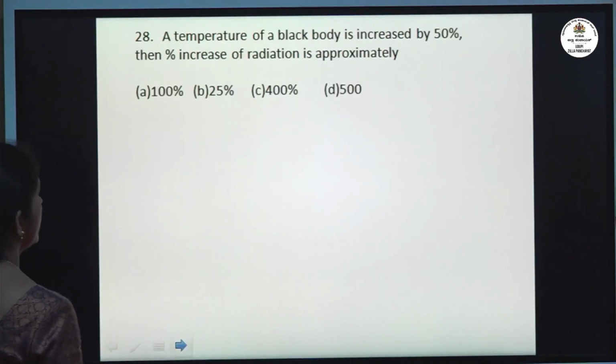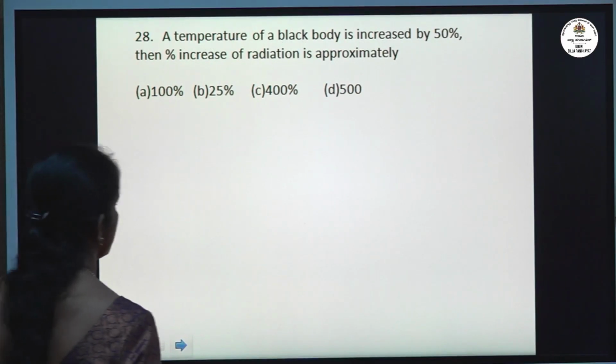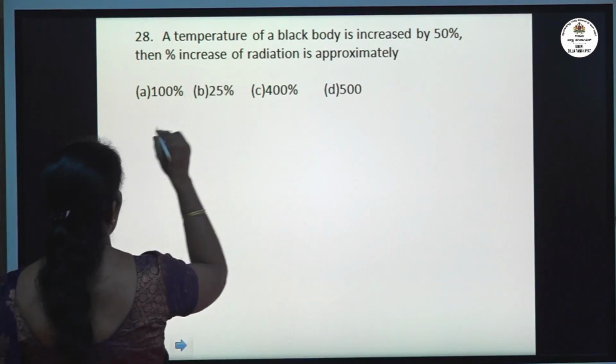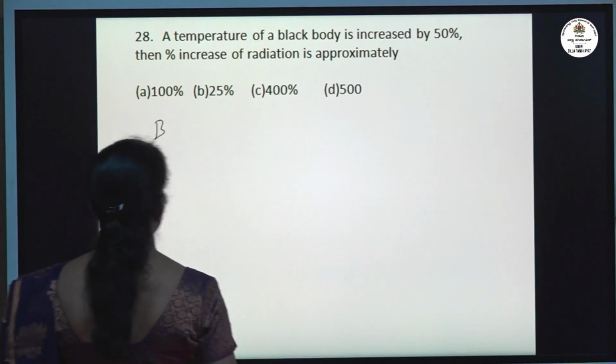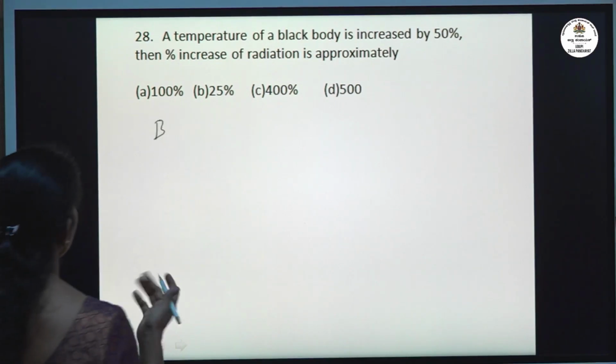Let us go to the next question. Temperature of the black body is increased by 50%, then percentage increase of radiation is approximately. Temperature of the black body. You know, black body is a body which absorbs all the radiations incident on it. Temperature is increased by 50%.